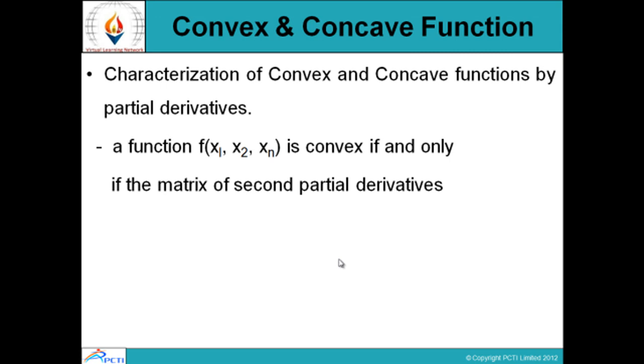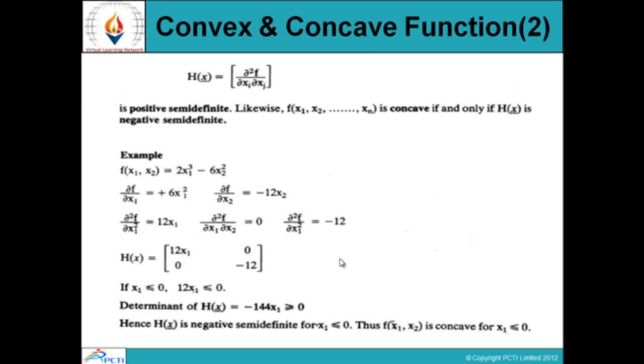And now convex and concave functions. Characterizations of convex and concave functions by partial derivatives. A function f(x1, x2, x3, ..., xn) is convex if and only if the matrix of second partial derivatives, H(x bar) equal to ∂²f upon ∂xi ∂xj, is positive semi-definite. Likewise, a function of x1, x2, x3, x4, ..., xn is concave if and only if H(x bar) is negative semi-definite.